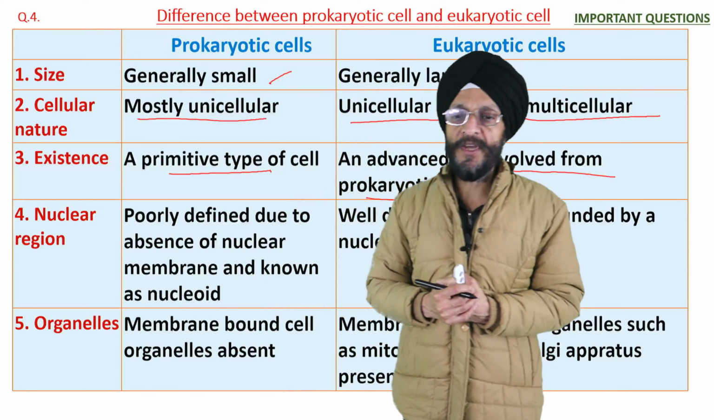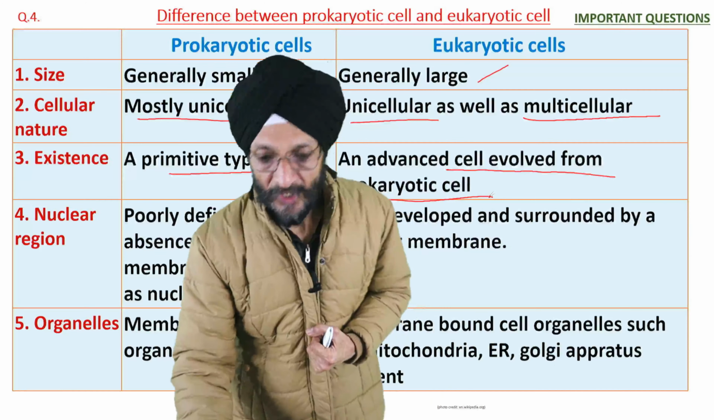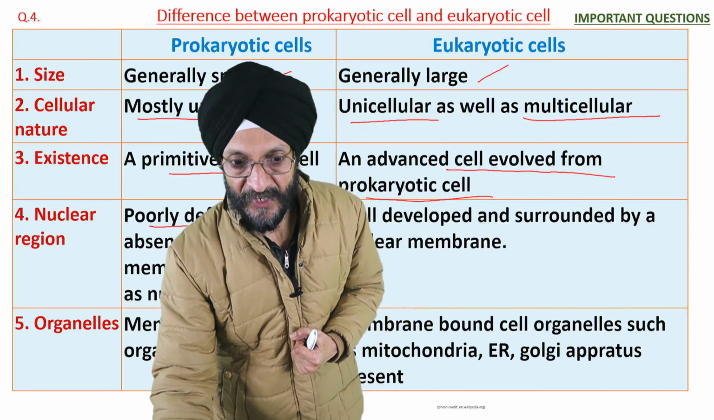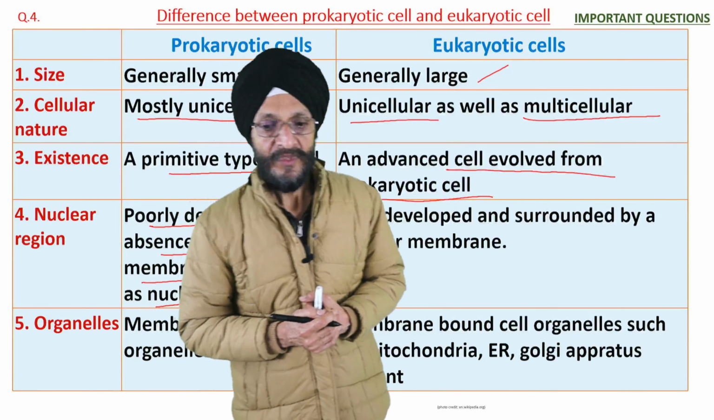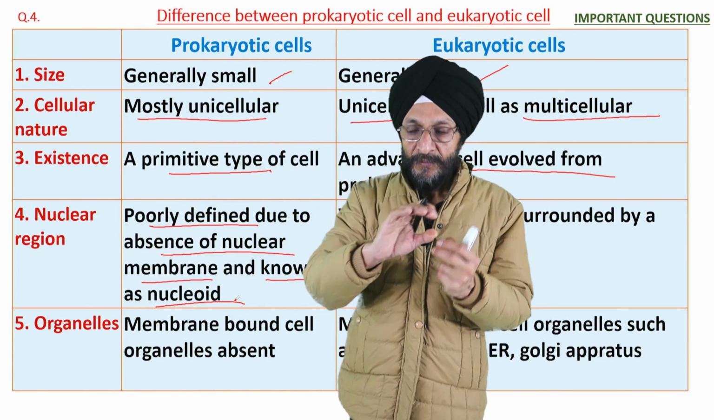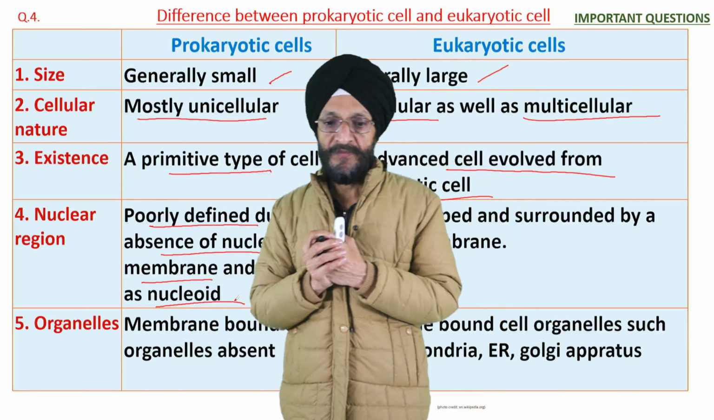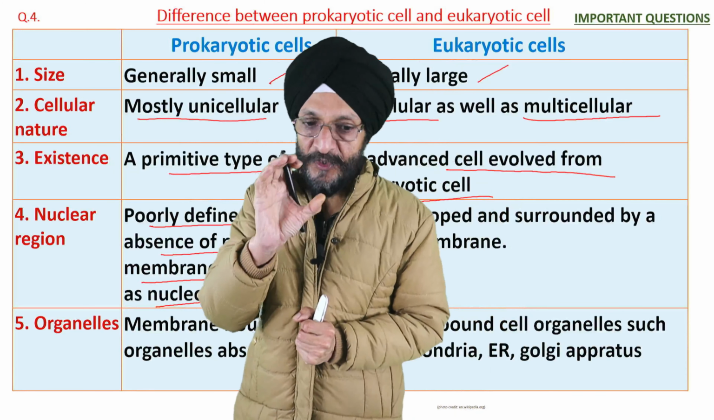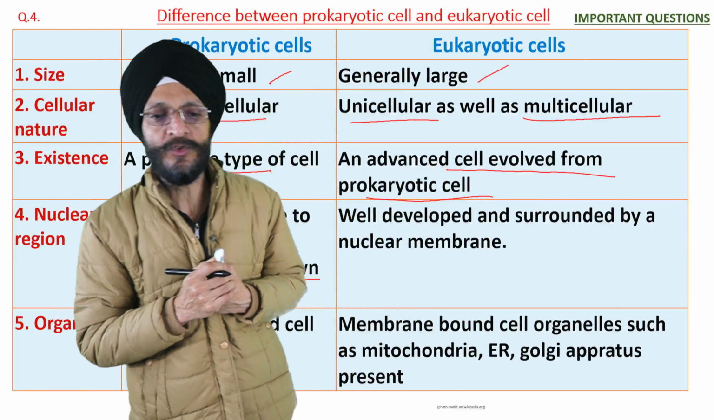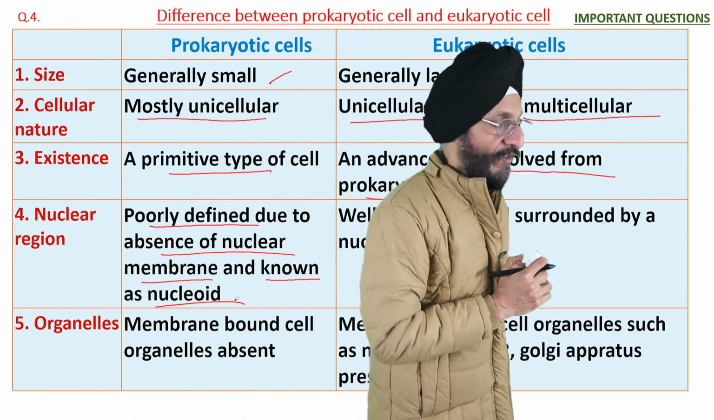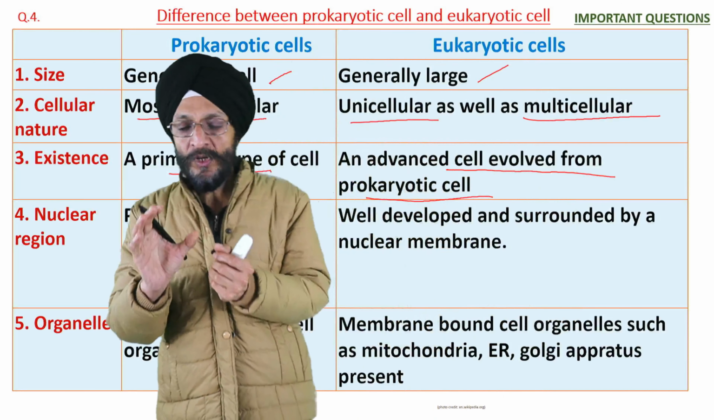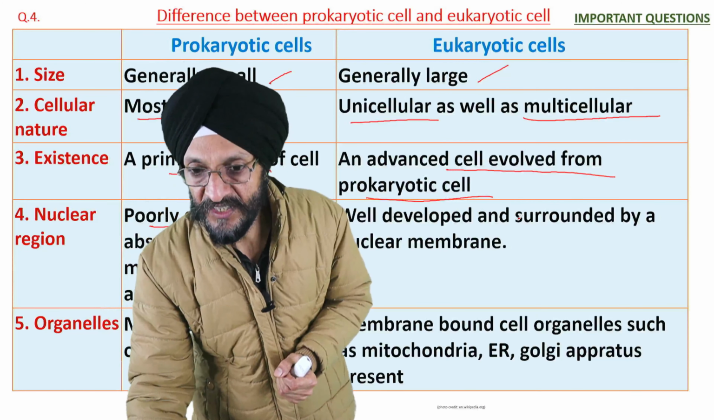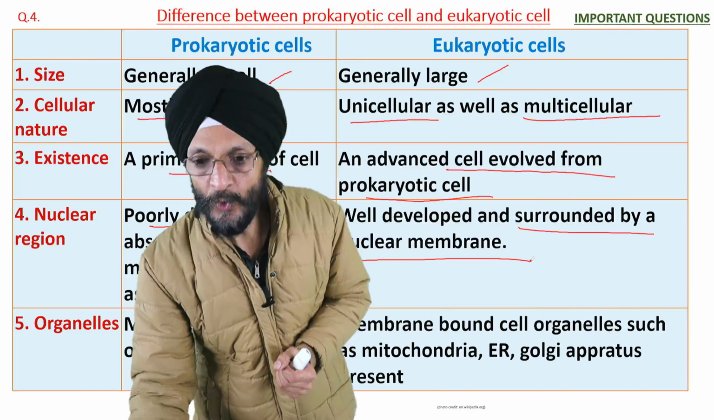In the case of prokaryotic cells, the nuclear region is poorly defined due to the absence of a nuclear membrane and is known as the nucleoid. It means that a proper nucleus is not present, as the outer covering, which is known as the nuclear membrane, is not present in the case of prokaryotic cells, whereas in the case of eukaryotic cells, a well developed nuclear region is present, which is surrounded by a nuclear membrane.